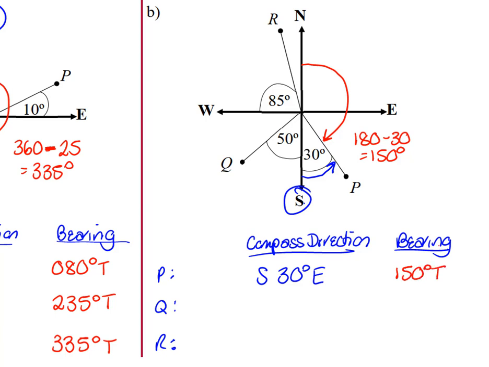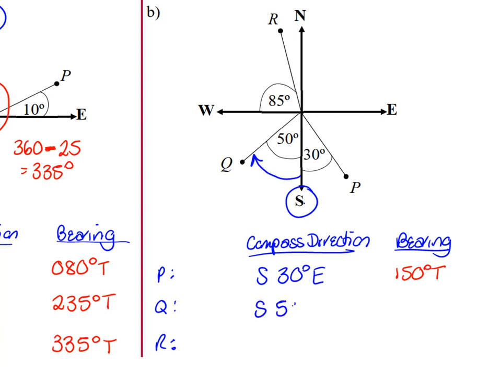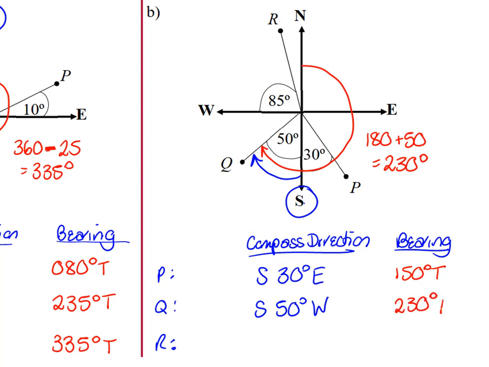150 degrees, true. For Q again, we need to start at south and we need to go 50 degrees towards west. So south, 50 degrees west. For our bearing, we need to start at north and go all the way around. So that's going to be the 180 plus 50 degrees, which is 230 degrees. So 230 degrees, true.